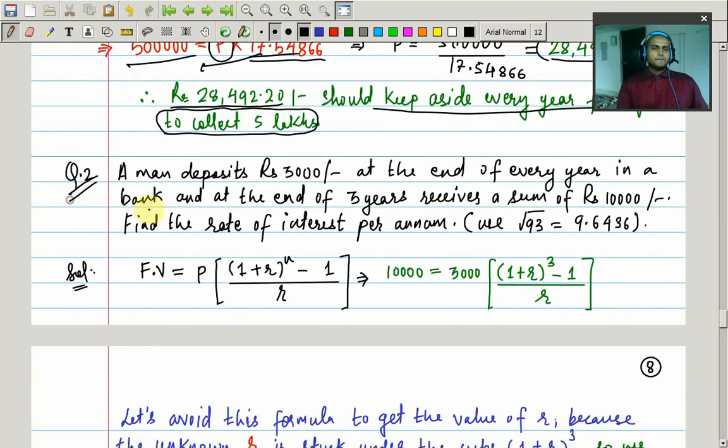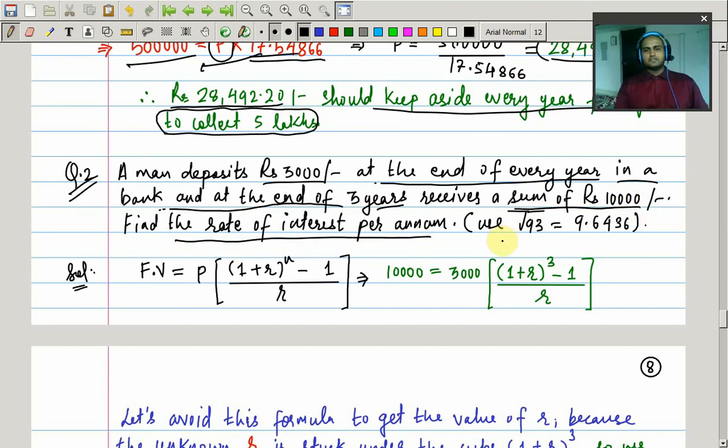Next question. A man deposits 3,000 at the end of every year in a bank and at the end of 3 years he receives a sum of 10,000. Find the rate of interest per annum, and the hint is root 93 is this.